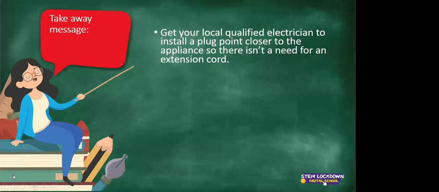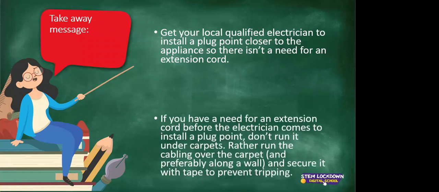Get a qualified electrician to install a plug point closer to the appliance so that there isn't a need for an extension cord. For example, if your TV set is put far away from the main plug, you should consider moving your TV set closer to the main plug so that you can avoid any cables from lying around on the floor. If you're charging your phone, rather put your phone closer to the socket, unlike having the wire along your thighs or along where you're sitting or something like that.